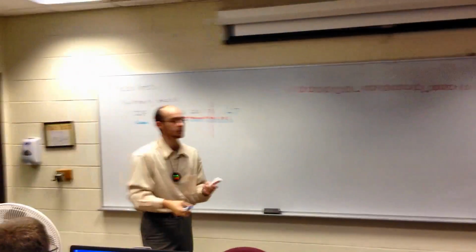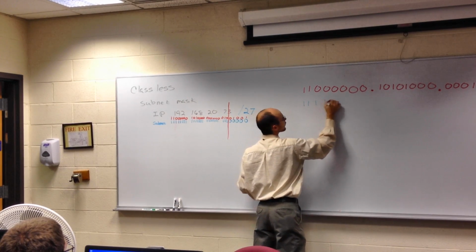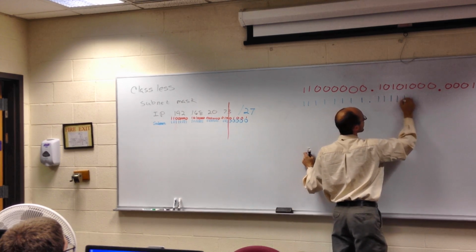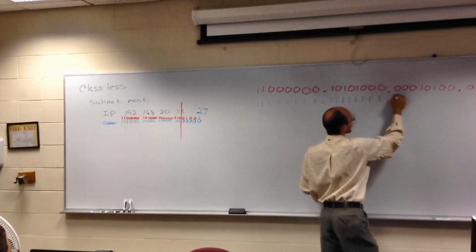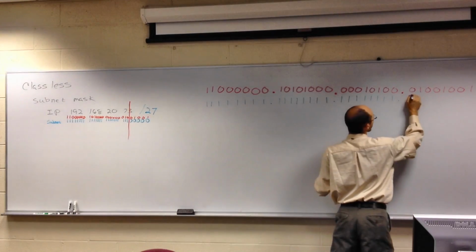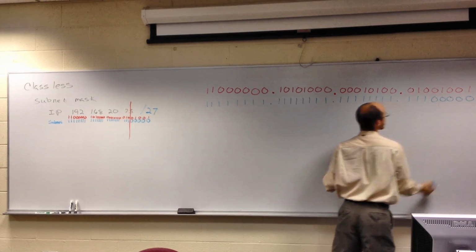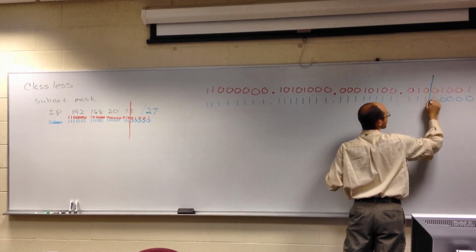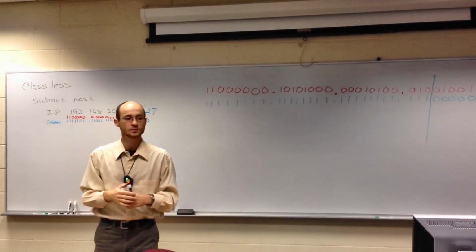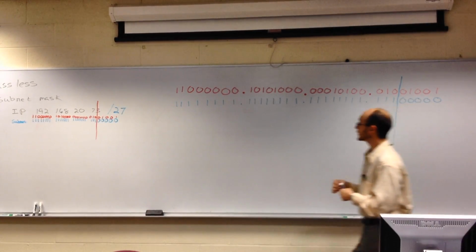This is why I like my network prefix. It tells me 27 ones. 1, 2, 3, 4, 5, 6, 7, 8, 1, 2, 3, 4, 5, 6, 7, 8, 1, 2, 3, 4, 5, 6, 7, 8 gives me 24. 1, 2, 3. And then all zeros. Now I can draw my line. What do you think is to the left of that line? What portion of the IP address is to the left of that line? Got it.